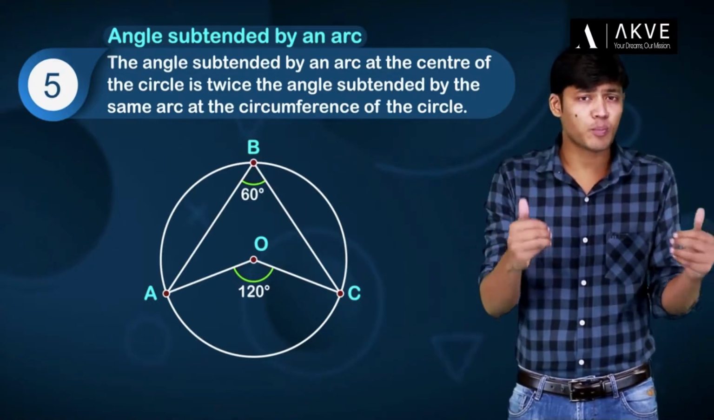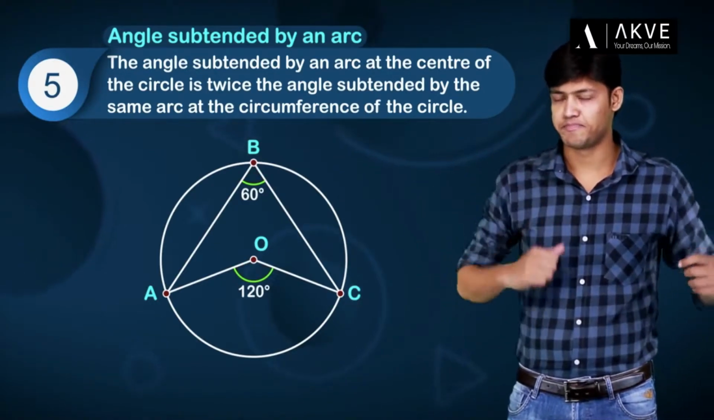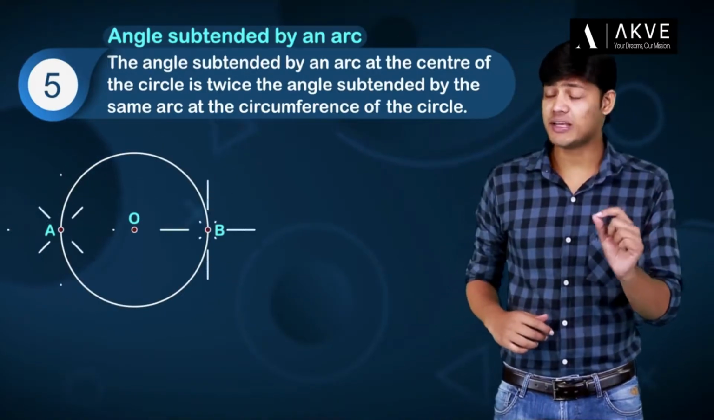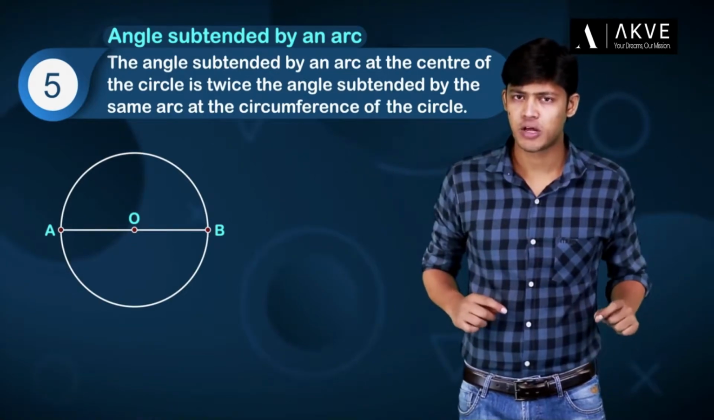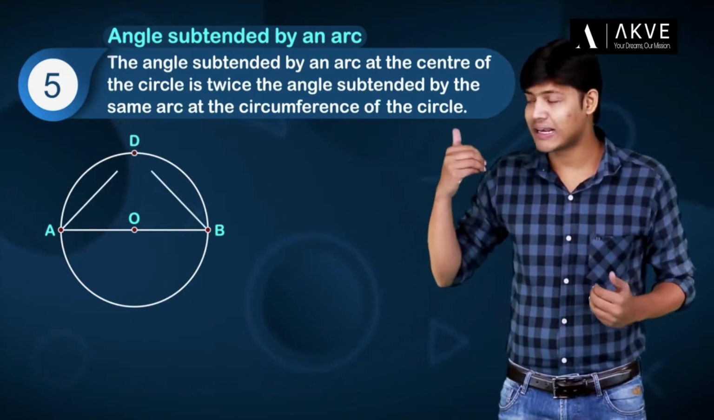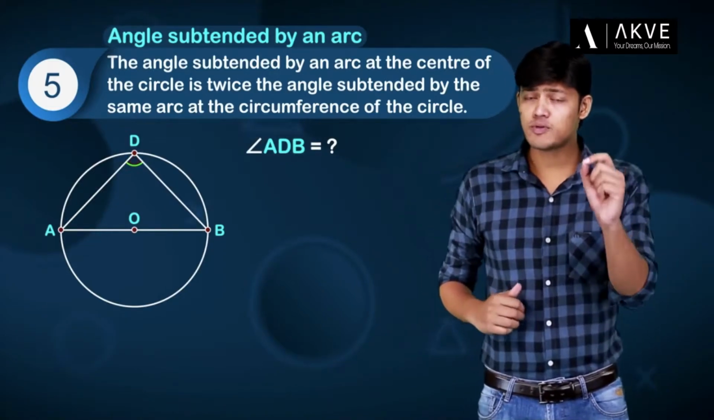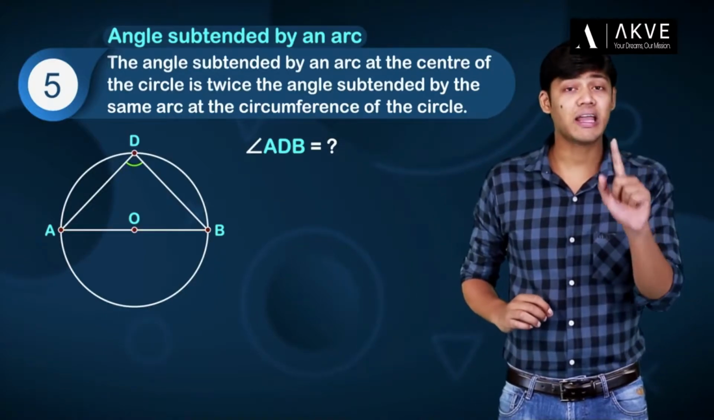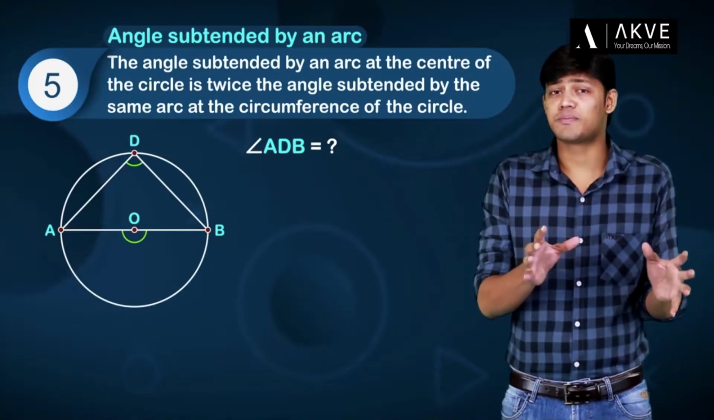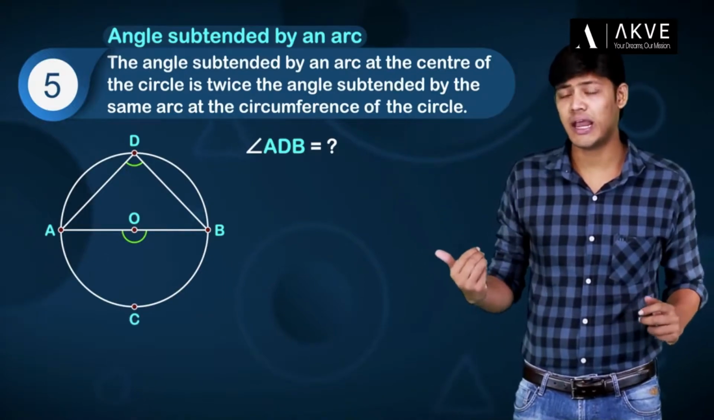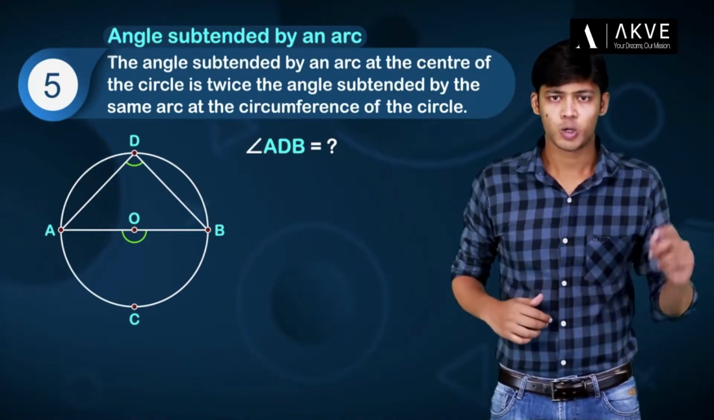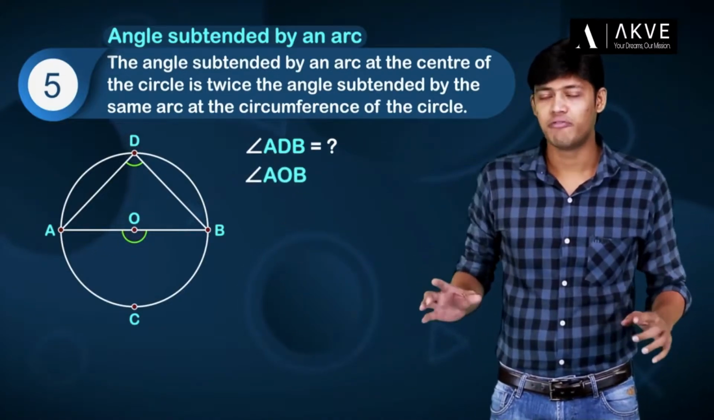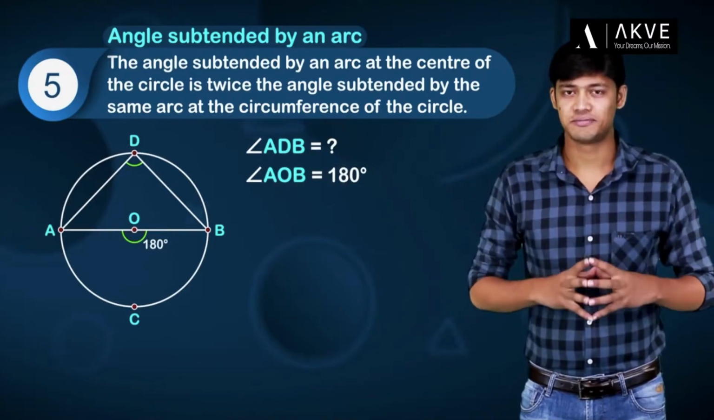Now let's make an important observation from this theorem. Now here is a circle with center O and AB is the diameter of the circle. Now tell me, what will be the angle ADB? If you observe carefully, AB is a straight line and the angle AOB is the angle subtended by the arc ACB at the center of the circle. Now since AB is a straight line, the angle AOB will be equal to 180 degrees.